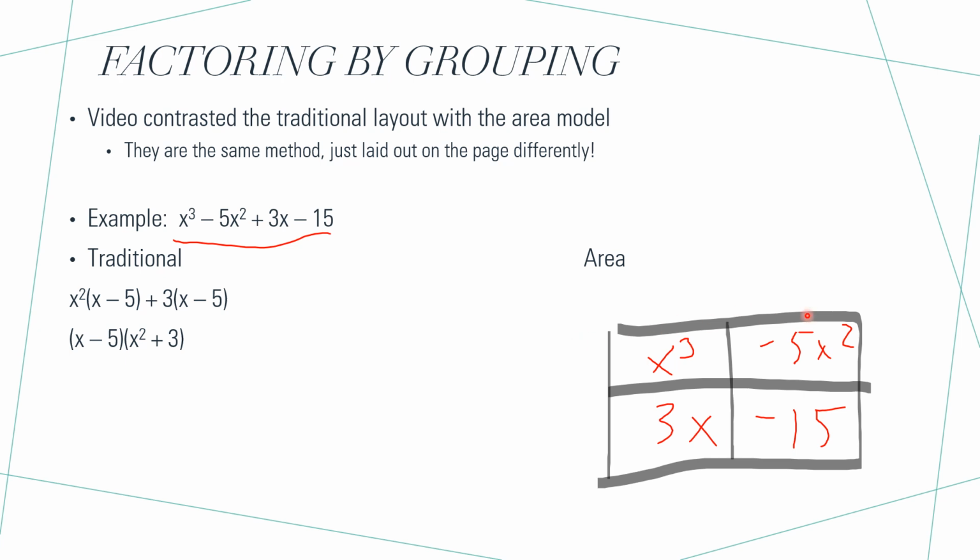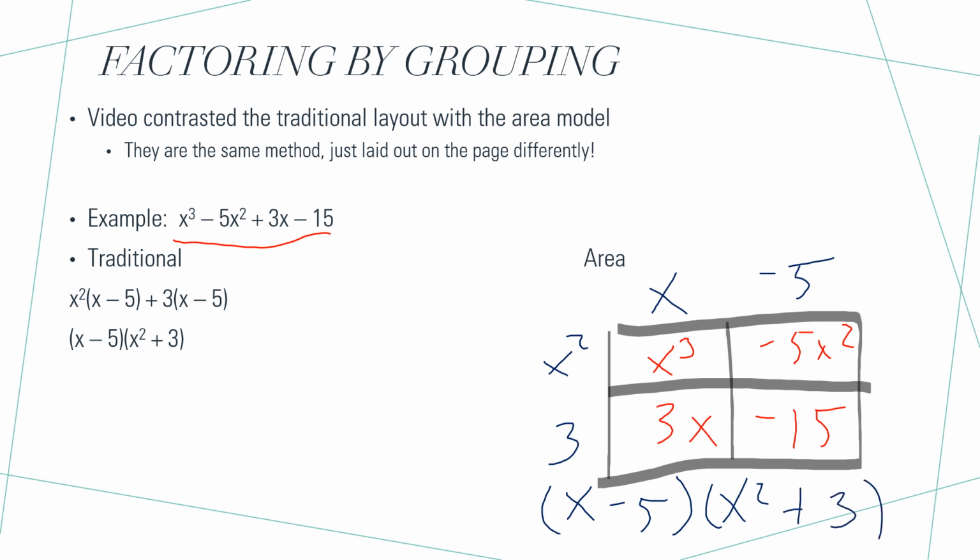So if you look at x to the third minus 5x squared, what is the greatest common factor? Well, that would be an x squared, which means to get the x cubed, it would be x squared times x, which means that this must be a 3, and this must be a negative 5. And so your base times your height is x minus 5 and x squared plus 3, sorry about that. And it's really a much better way of laying the factors out on the page. So that's really all there is to that.